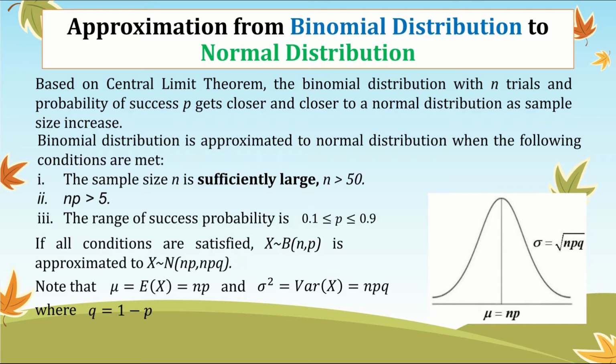The first one, the sample size is sufficiently large, that is n greater than 50, and np is greater than 5, and the range of success probability is from 0.1 to 0.9. If all conditions are satisfied, we can approximate the binomial distribution by a normal distribution using np and npq. Note that mean equals np and variance equals npq, where q equals 1 minus p.